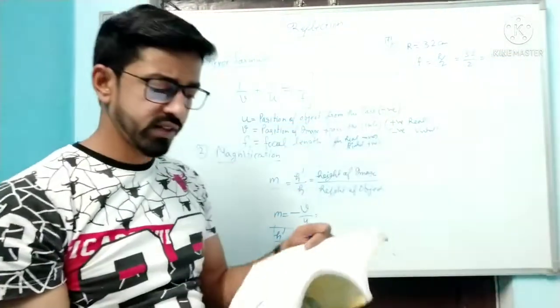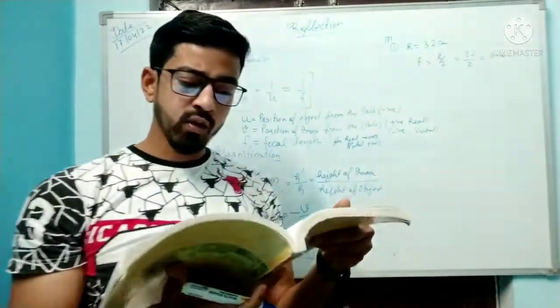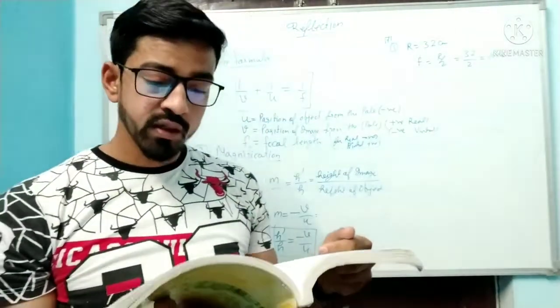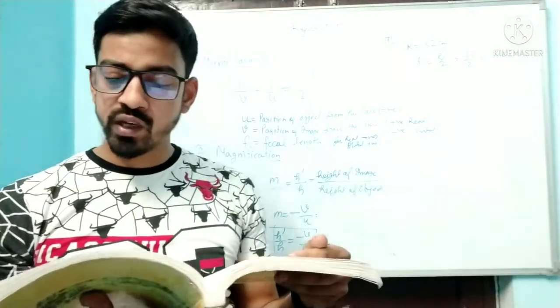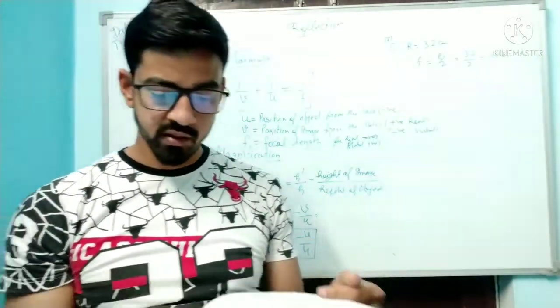Okay, it's very simple. Second question, a concave mirror produces 3 times magnified real image of an object placed 10 centimeter in front of it. Where is the image located? A concave mirror produces 3 times magnified image.